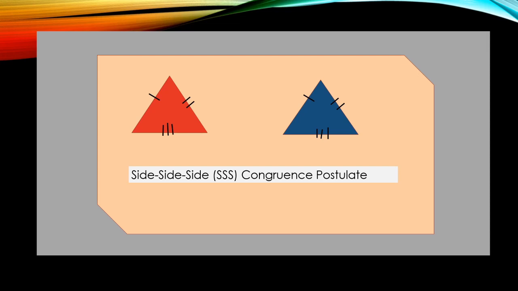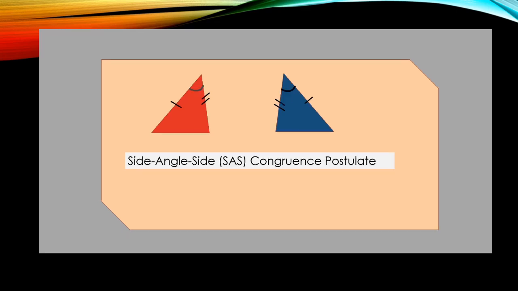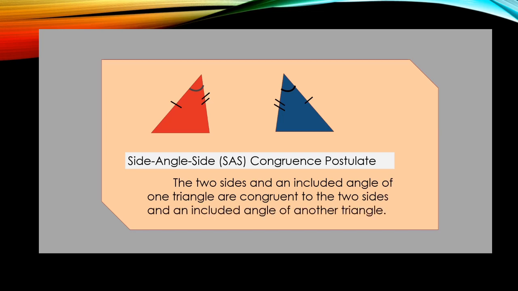The first one is the side-side-side or SSS congruence postulate. All 3 sides of one triangle are congruent to the 3 sides of another triangle. The second one is the side-angle-side or SAS congruence postulate. The 2 sides and an included angle of one triangle are congruent to the 2 sides and an included angle of another triangle.